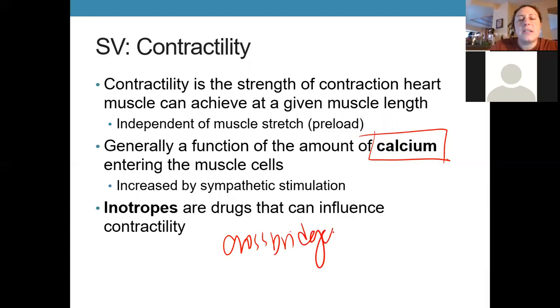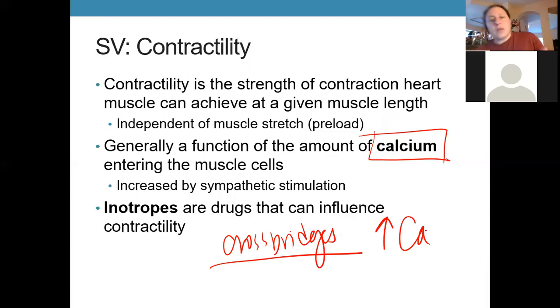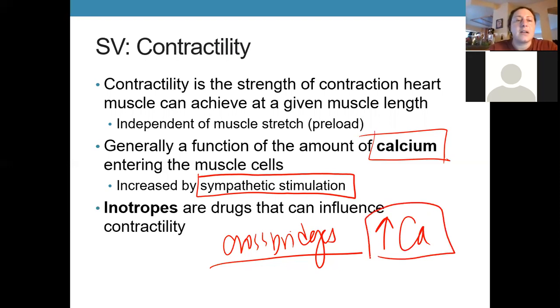So if we increase the amount of calcium in the sarcoplasm, we will increase the number of cross bridges that can form until we get to the point where we're at maximum cross bridge formation. Naturally, this occurs with increased sympathetic tone. So more sympathetic nervous system stimulation, more sympathetic hormone stimulation, so norepinephrine and epinephrine, are going to lead to more calcium in the cell and therefore a higher strength of contraction, so more contractility. We have drugs that can do this as well. Drugs that can do this are called inotropes.